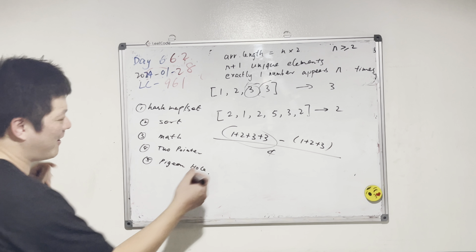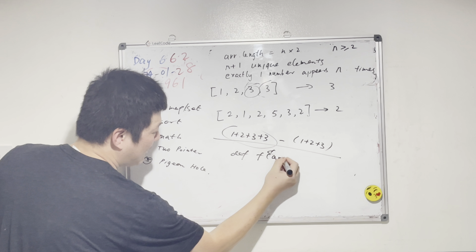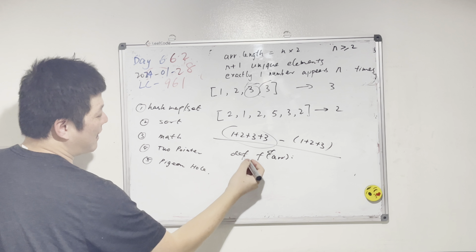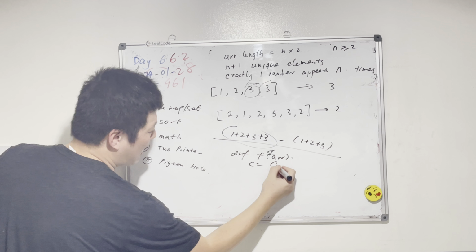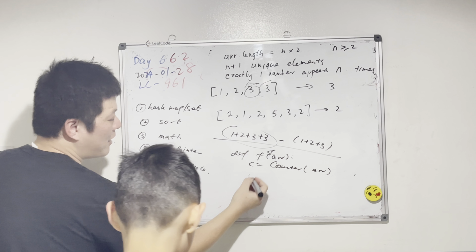This is so simple, right? Let's define this array, and then we just have to use the counter. C equals Counter of the array. And then we just return.